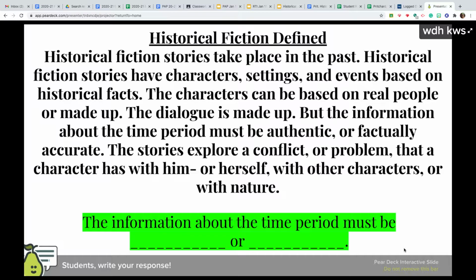The stories explore a conflict or problem that a character has with him or herself, with other characters, or with nature. Okay, you're filling in the blanks. The information about the time period must be blank or blank.